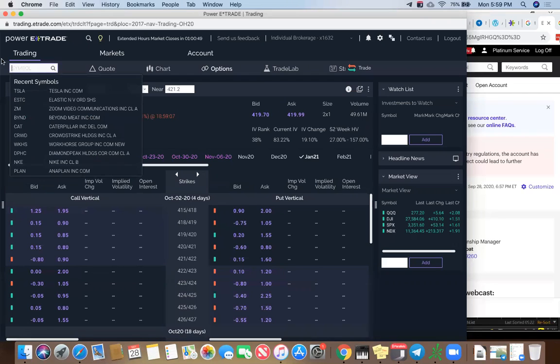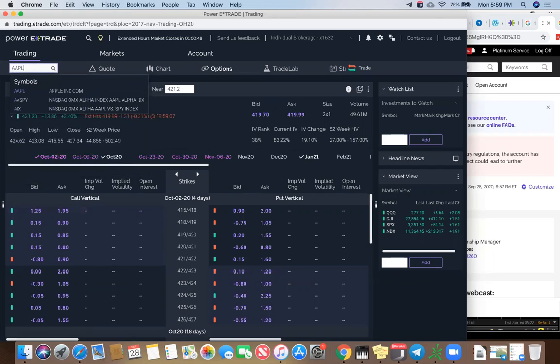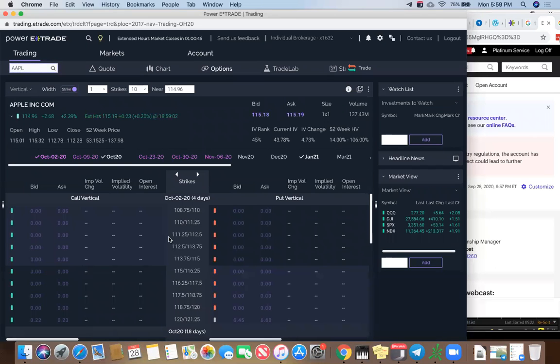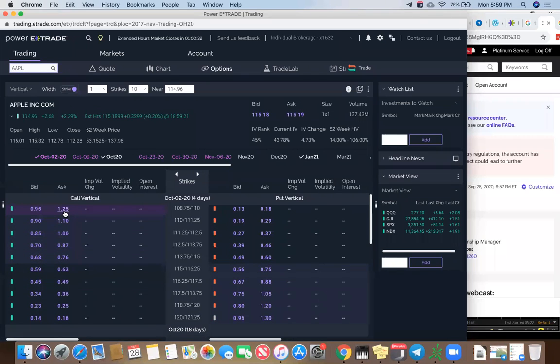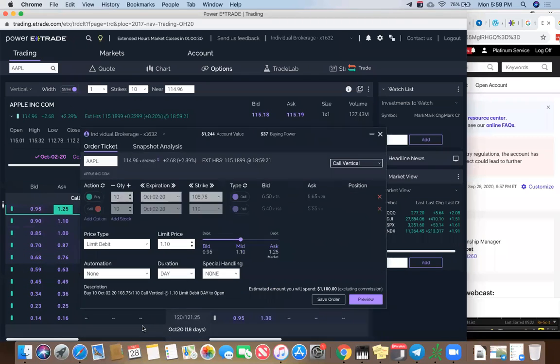Now, let's take the case of Apple, because so far we talked about Apple. Apple is at 114.96. I'm looking at this week's spreads. It will have every week, October 23rd, 30th, and all those things. Now look at this. If I click on this, it will show up something like this. October 8, 108.75, 110.